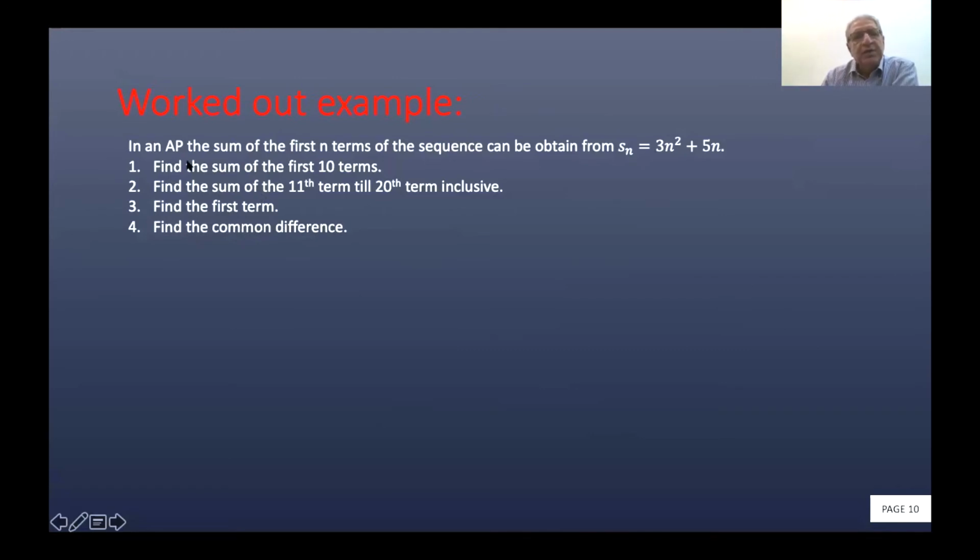Now the first question, part 1, is very straightforward because it says 10. This is the sum of the n terms. Therefore, put n equal to 10. All the values of n should be 10. We are just substituting 10 in the formula: S10 will be 3 times 10 squared plus 5 times 10, which is 350. Now, this formula always gives the sum from 1 to the number which has been given.